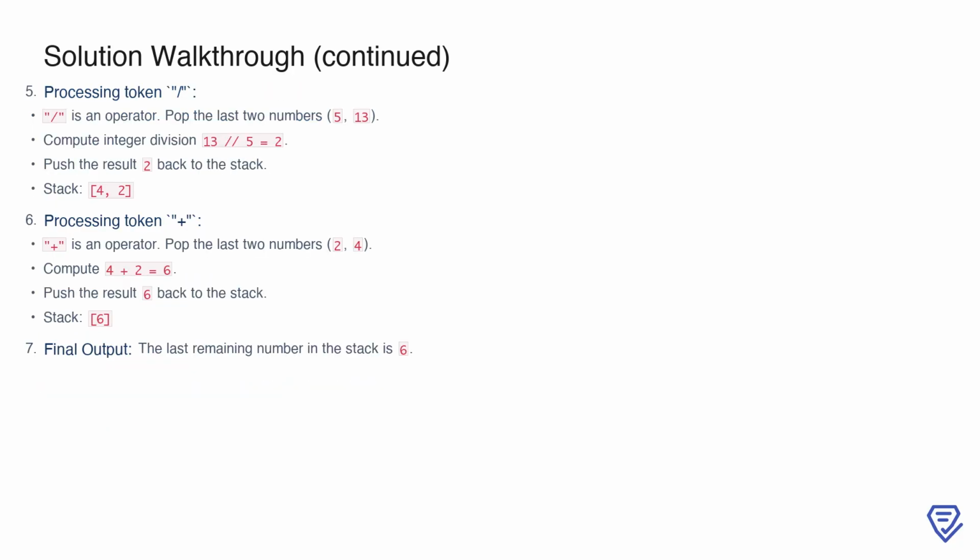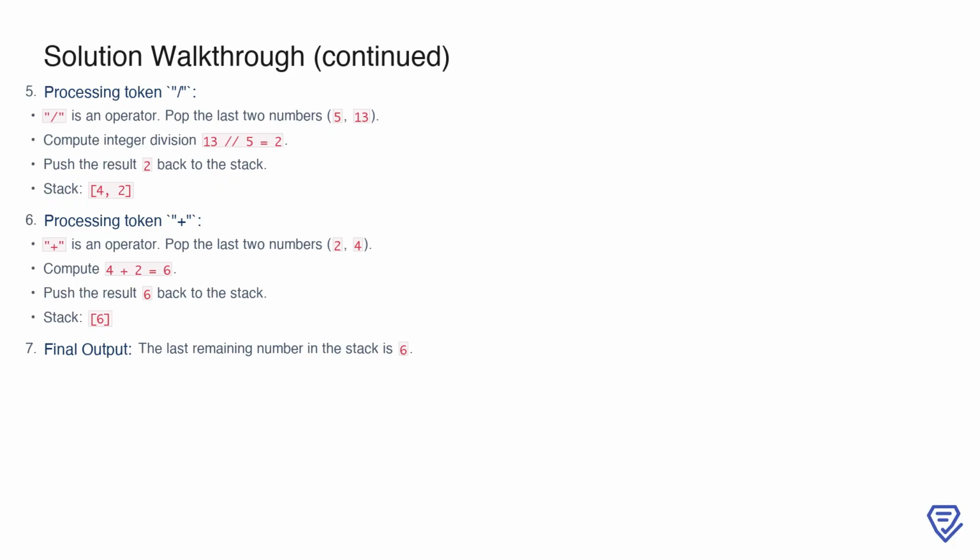Now, the token / is encountered. Being an operator, we pop the last 2 numbers from the stack, which are 5 and 13. We perform integer division, computing 13 / 5, which equals 2. This result is pushed back onto the stack, leaving 4, 2.